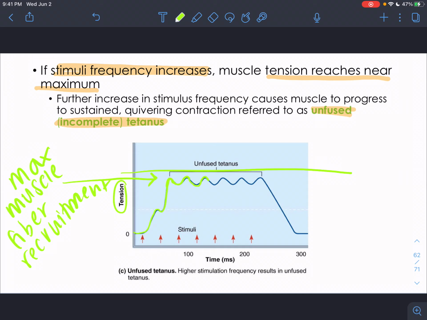Okay, so each stimulus, we're going to go back and reach that max tension time after time after time. And that's unfused tetanus. Again, we increase the frequency of stimuli so that the muscles don't have enough time to fully relax. And if it gets to this top part where we have this plateau, that is unfused tetanus. We're at maximum muscle fiber recruitment. We've reached maximum tension, and we just have these little contractions and a little bit of relaxation happening between.